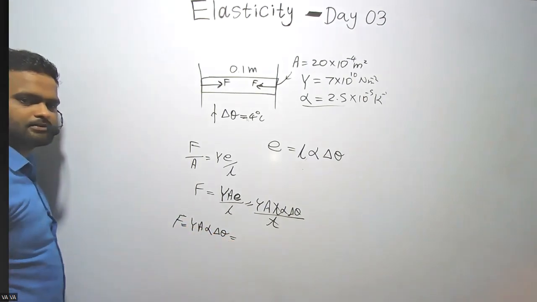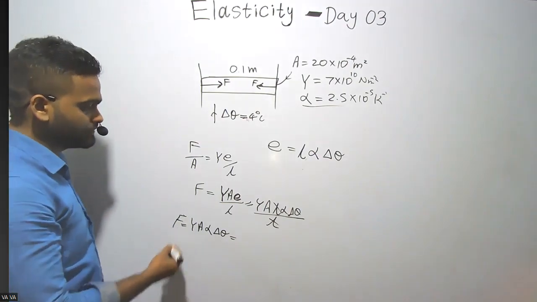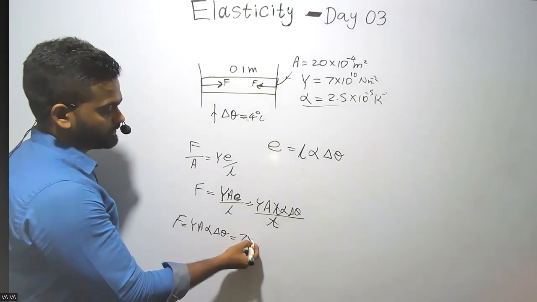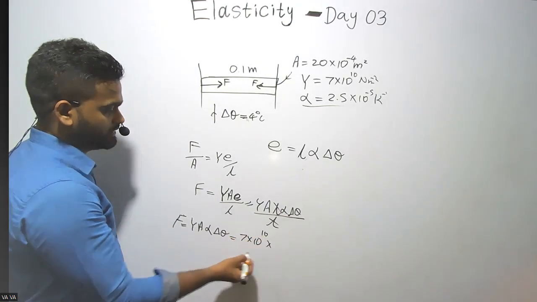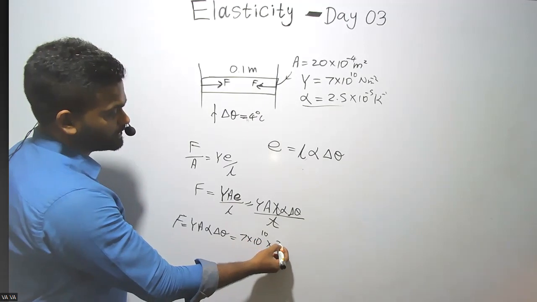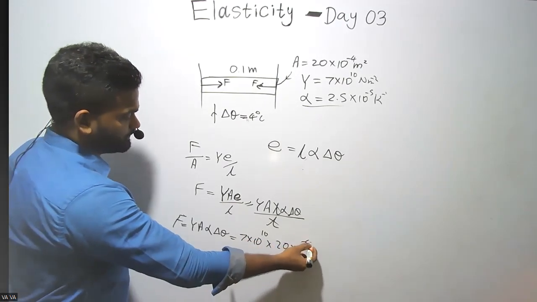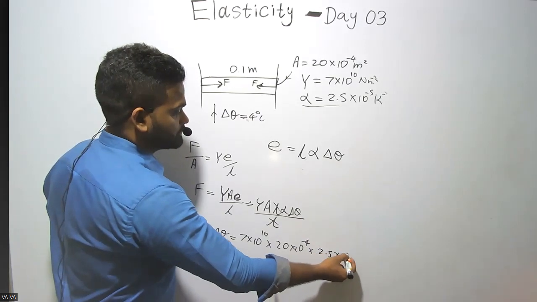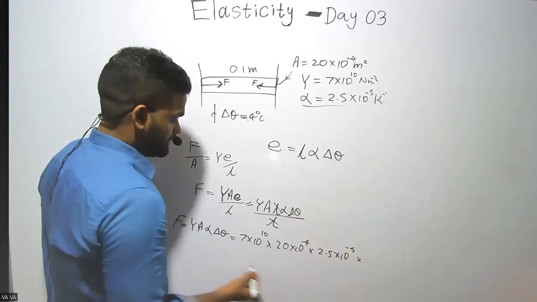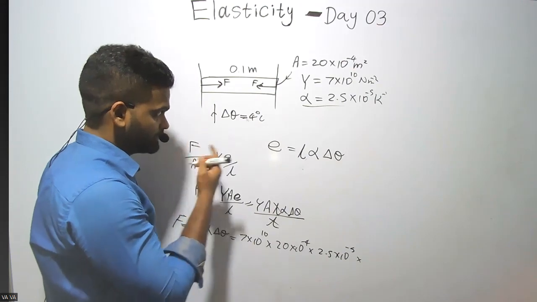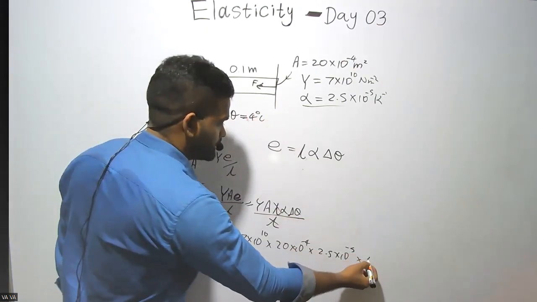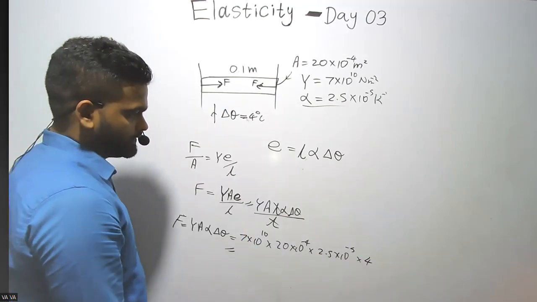So you just have to substitute values now, right? This is the compressive force. So Y is what? 7 times 10 to the power 10. Cross section 20 times 10 to the power minus 4. Alpha 2.5 times 10 to the power minus 5. Delta theta, that is 4 degrees, right? From 30 to 34. So that is 4 degrees.